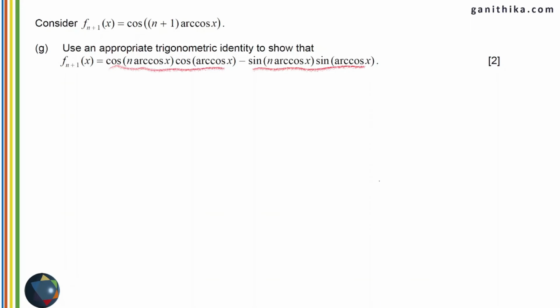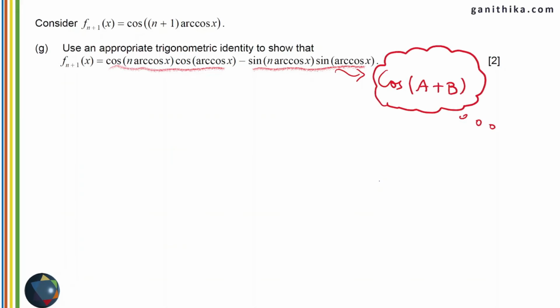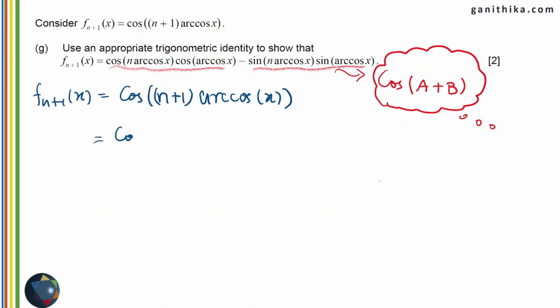something, which technically looks like the cos of a plus b formula, right? Cos of something times cos of something minus sine of something times sine of something. So you can think here, what does it look like, so that you can work backwards. So it looks like cos of a plus b. So let me see if I can make fn plus 1 of x as cos of a plus b. So I have n plus 1 times arc cos x inside. If I open the bracket for n plus 1, I'll get n arc cos x plus arc cos x.